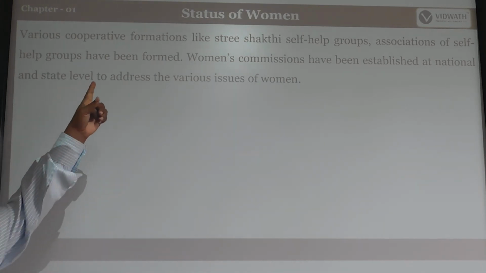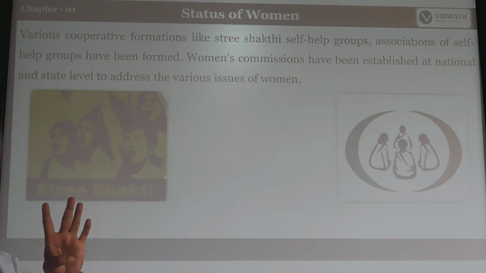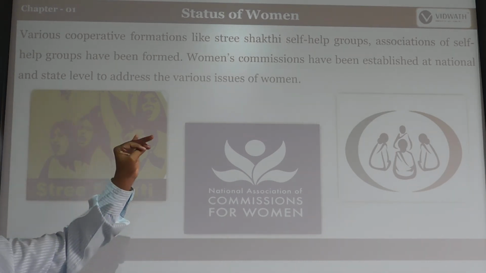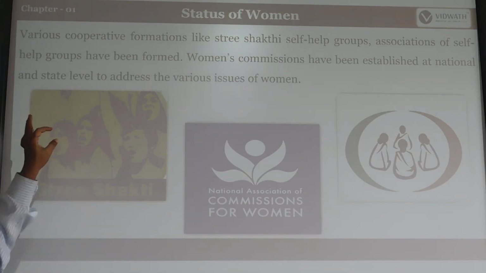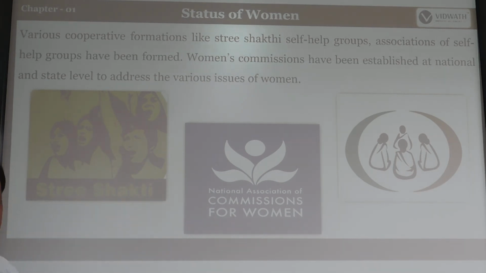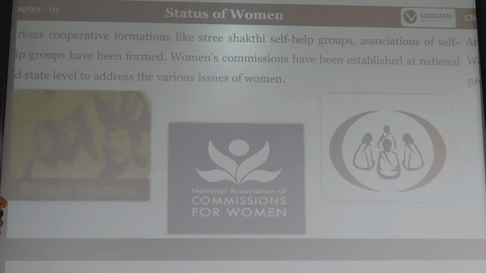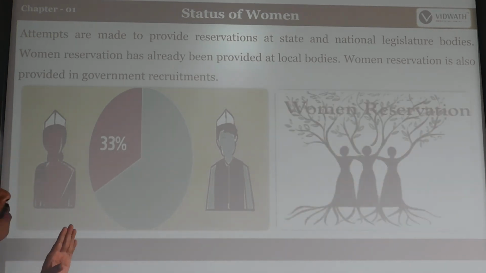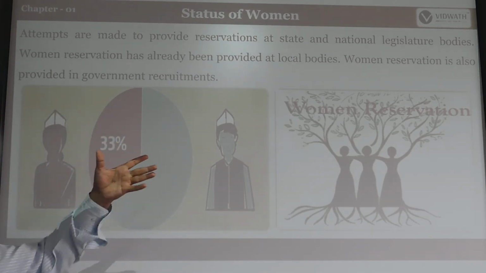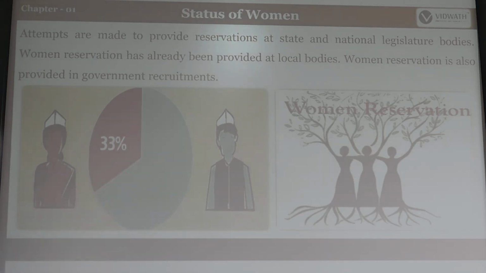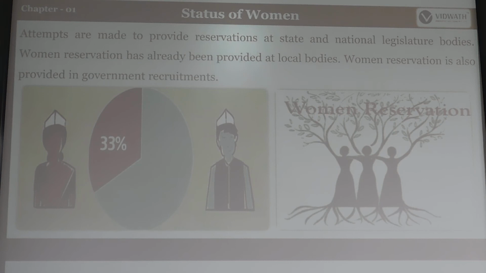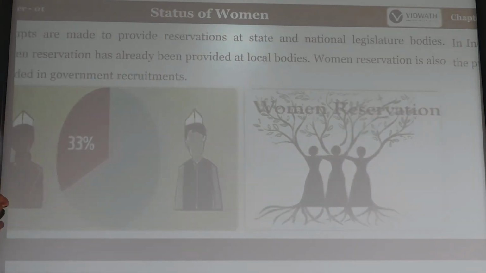And various cooperative formations like Stree Shakti: one, self-help groups; second, associations of self-help groups have been formed; and third, women's commissions have been set up at the national level and state level to address the various issues of women. In this way, our government has taken so many remedies, and attempts are also made to provide reservation at the state level and legislative level of the national body, and women's reservation has been implemented in local village panchayat, taluk panchayat and zilla panchayat local bodies also. Women's reservation is also provided in some government recruitment nowadays. So these are all the facilities, 33% reservation, and women are shining. So they are all providing such facilities.